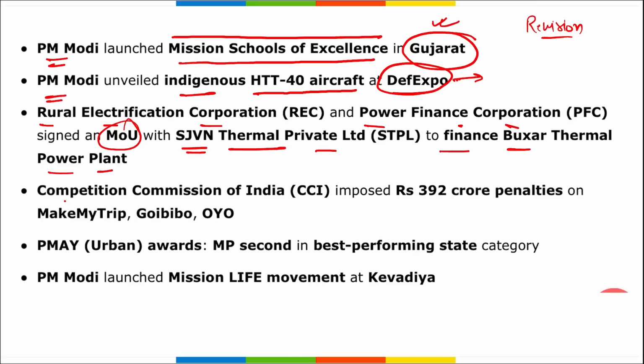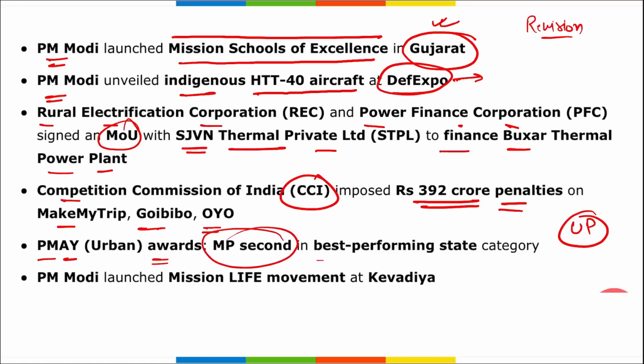Competition Commission of India, that is your CCI, has imposed 392 crore penalties on MakeMyTrip, Go-Ibibo and Oyo. Pradhan Mantri Awas Yojana Urban Awards were awarded, and which was the best performing state here? It was UP, and Madhya Pradesh second in the best performing state. PM Modi launched Mission LiFE Movement at Kevadia.